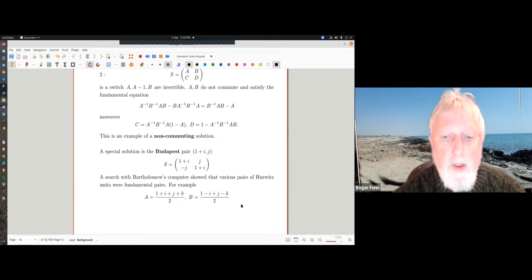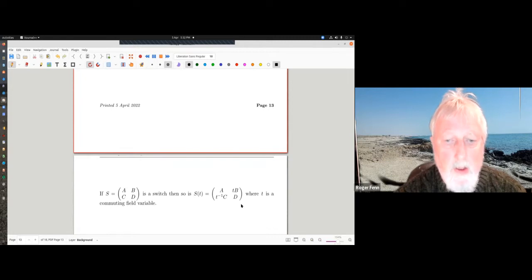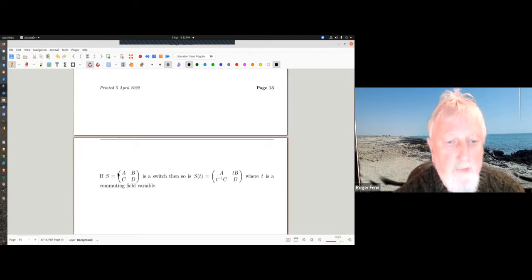Okay, and then I just mentioned here that if you've got a solution, you can stick in a variable t, a commuting field variable, and that's useful. But I thought I'd just mention that.